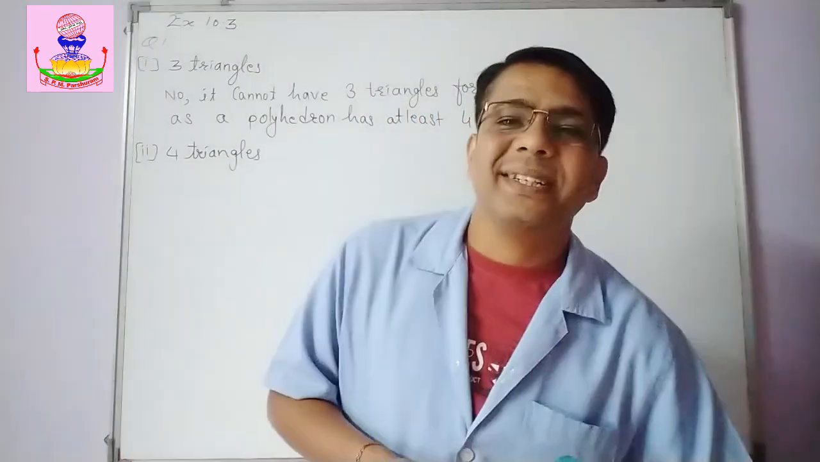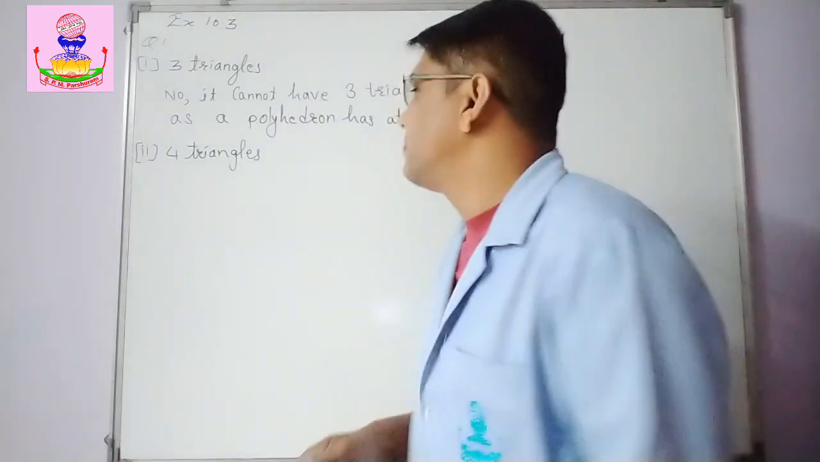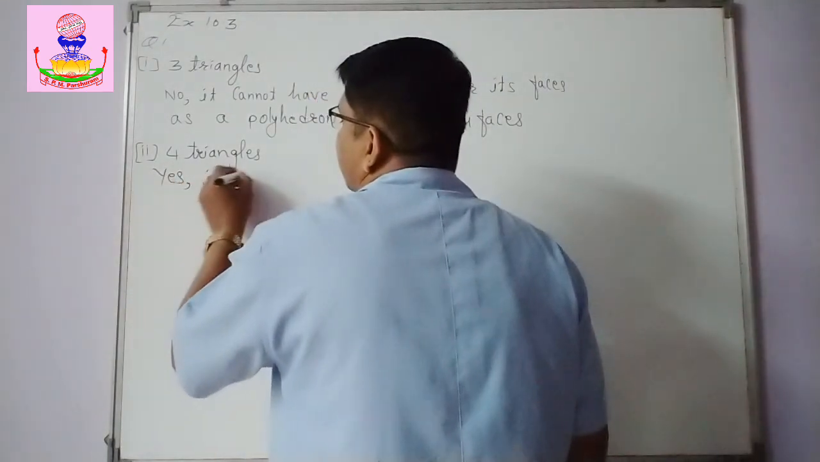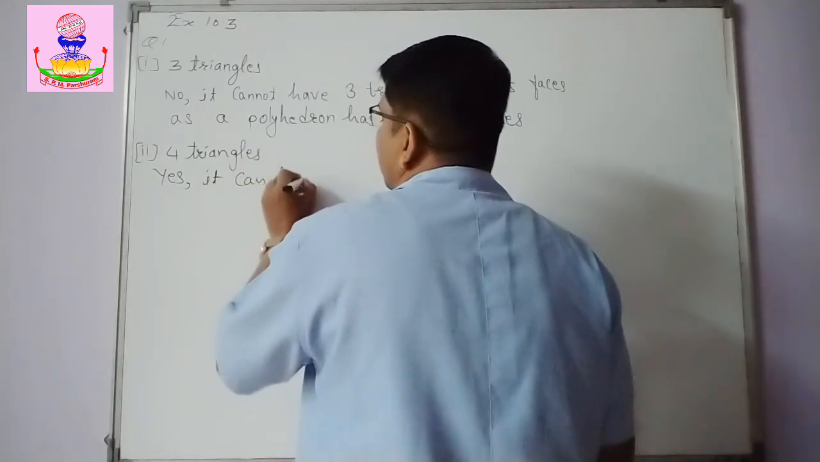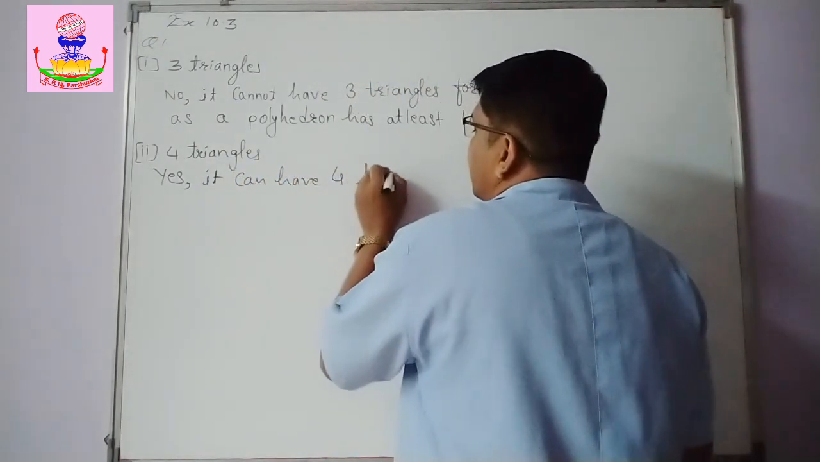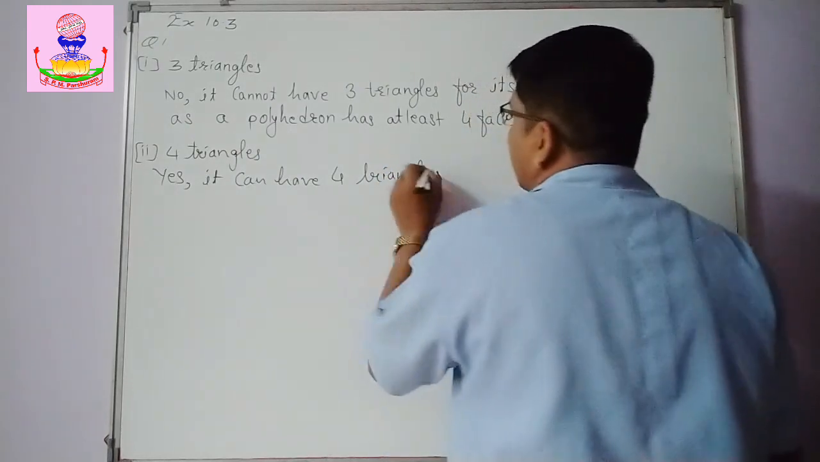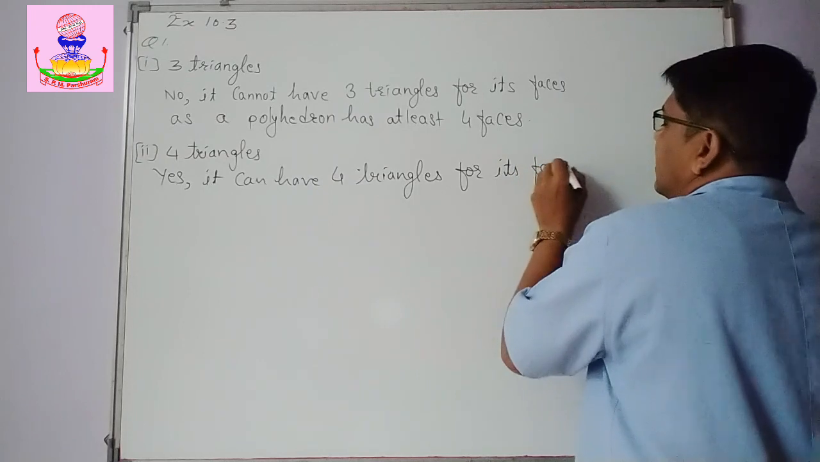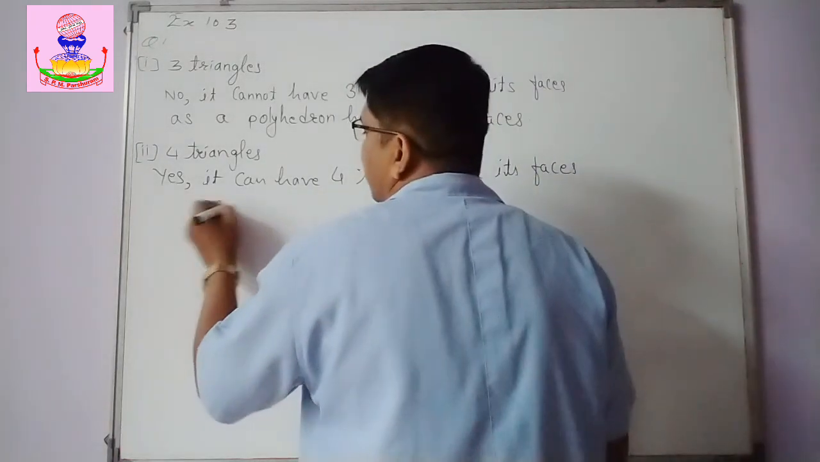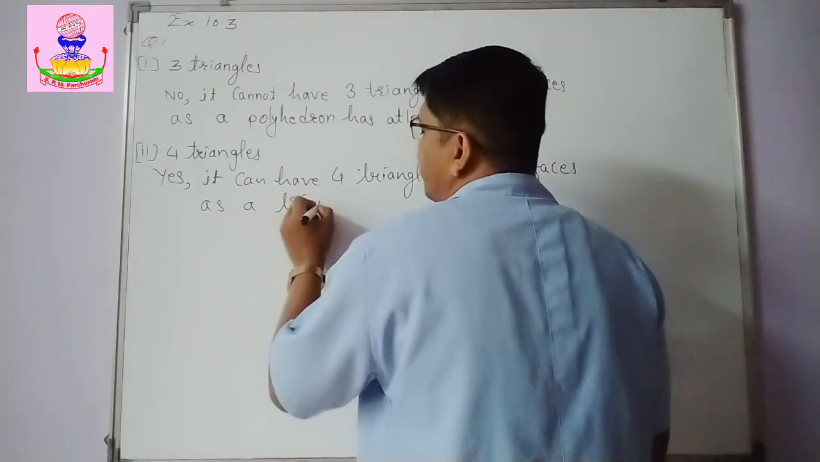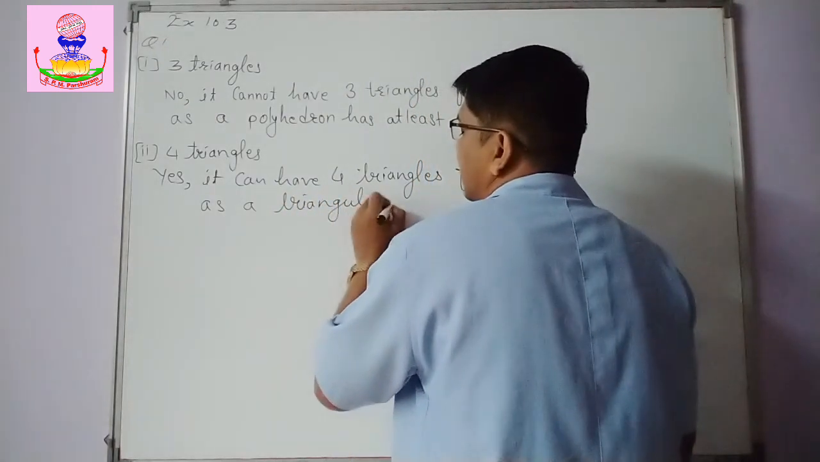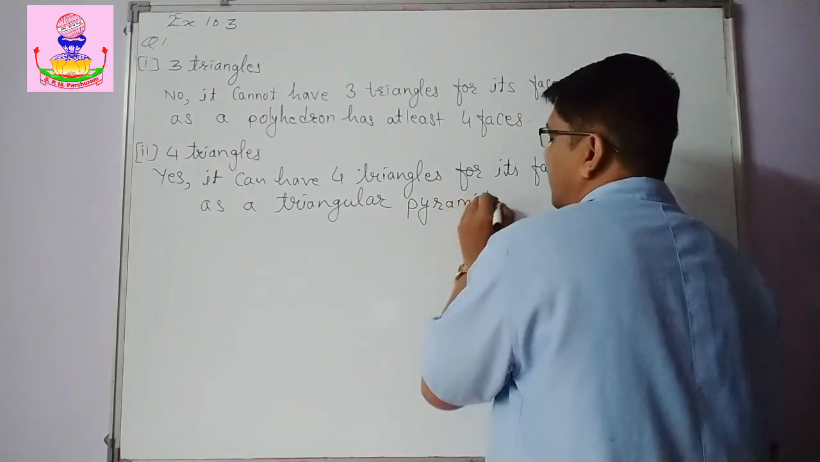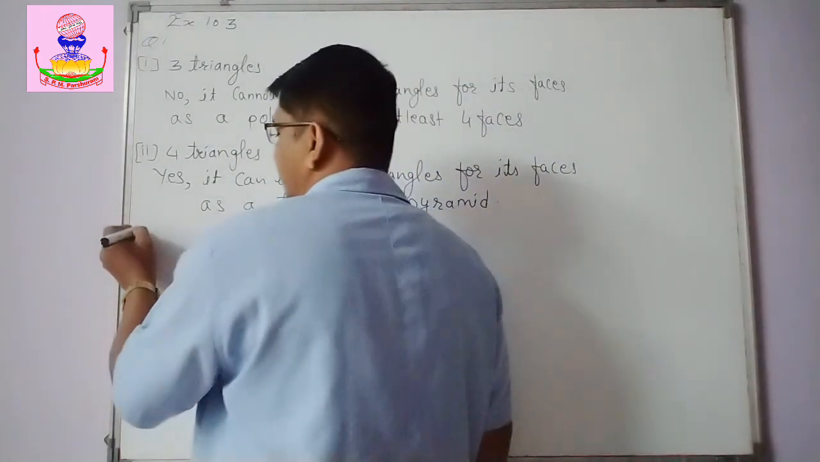So let us write down the answer. Yes, it can have 4 triangles for its faces as a triangular pyramid. Okay, next.